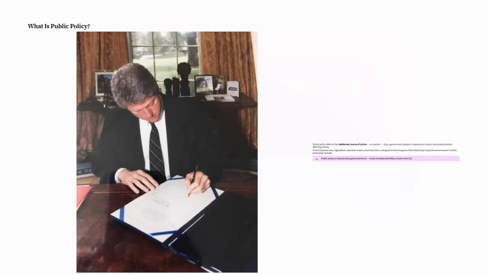Public policy is the way a government responds to problems that affect society, whether those problems are real, perceived, immediate, or long-term. It includes deliberate action, but also deliberate inaction. Laws, regulations, executive orders, court decisions, and government programs all fall within this broader concept. Together, they shape the environment in which businesses operate, influencing expectations, opportunities, and constraints. It's important to remember that public policy is not only about what governments choose to do, it also reflects what they decide not to do.